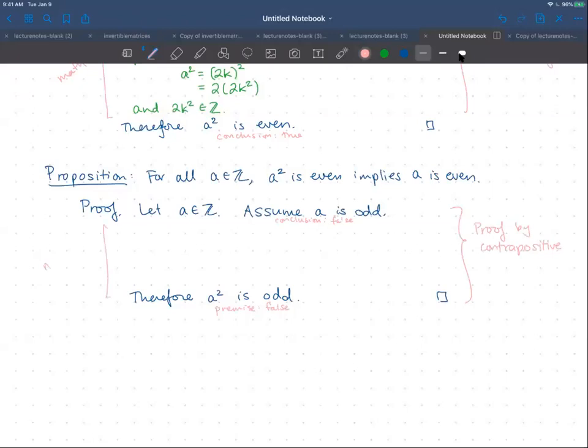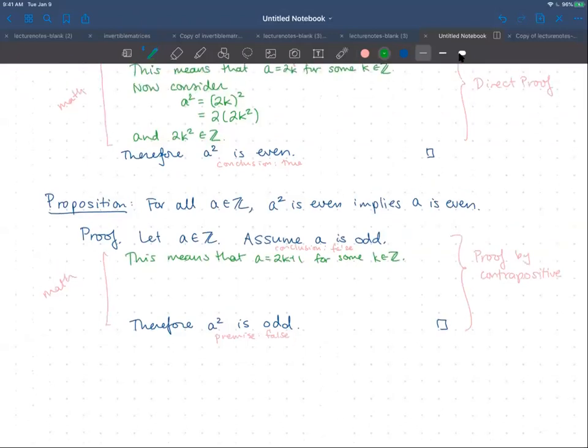So let's see if we can get the math in here. All right, well, A is odd. This means that A is 2k plus 1 for some integer k. Right, so odd means you look like an even number plus 1. You're 1 away from an even number.